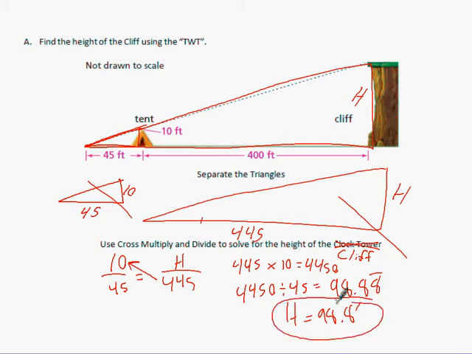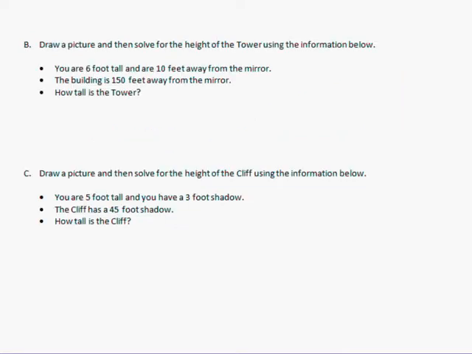So, once you separate the triangles, it is no different from the mirror method or the shadow method. The most important part is to add up 45 and 400, or whatever the numbers are on the bottom. Alright. Let's go back and practice the mirror method and shadow method stuff.